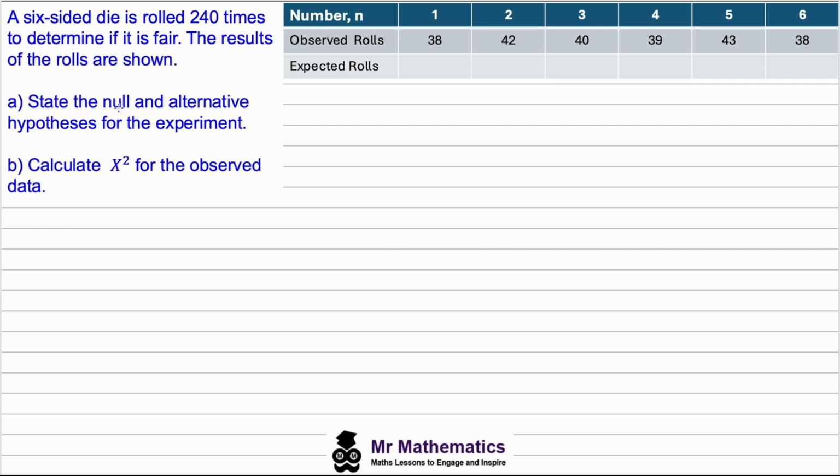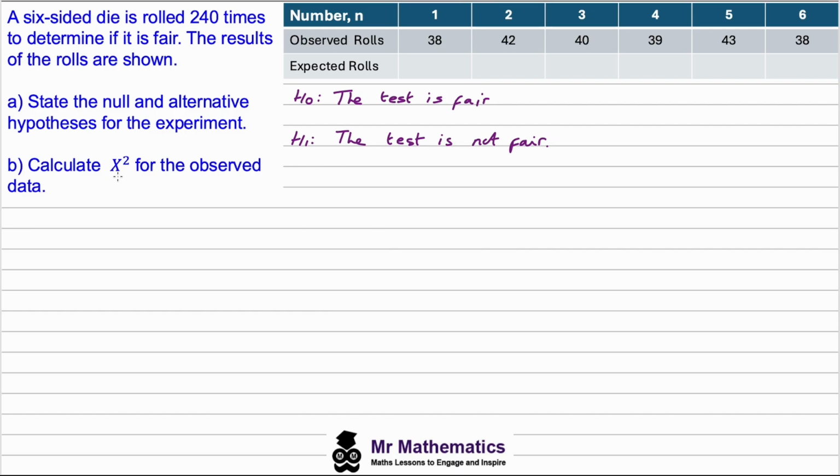So whenever we write the null and the alternative hypotheses, we use H0 for our null hypothesis and H1 for our alternative. And our null hypothesis is always that the die is fair. And then for H1, our alternative, this will be the die is not fair.